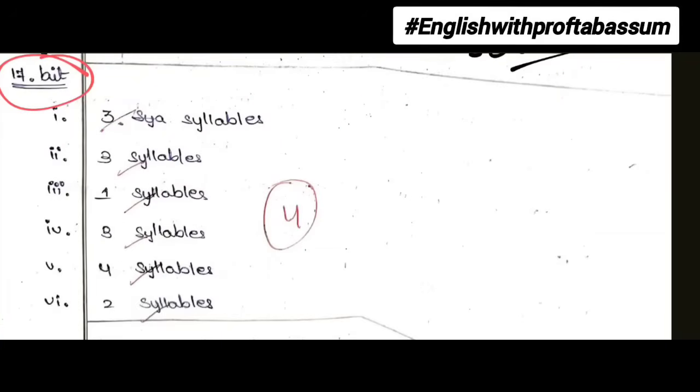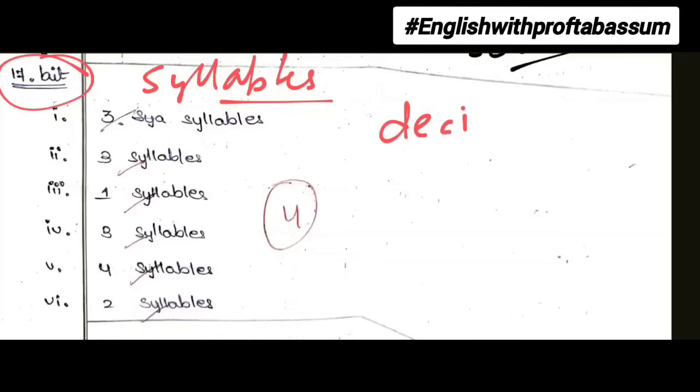Now bit number 17, that is syllables. In syllables, you need to count the number of vowel sounds in a word. If you find 3 or 2, that many syllables will be there. For example, you see this word decision. In this, I can hear 3 vowel sounds. That means there are 3 syllables in this word.